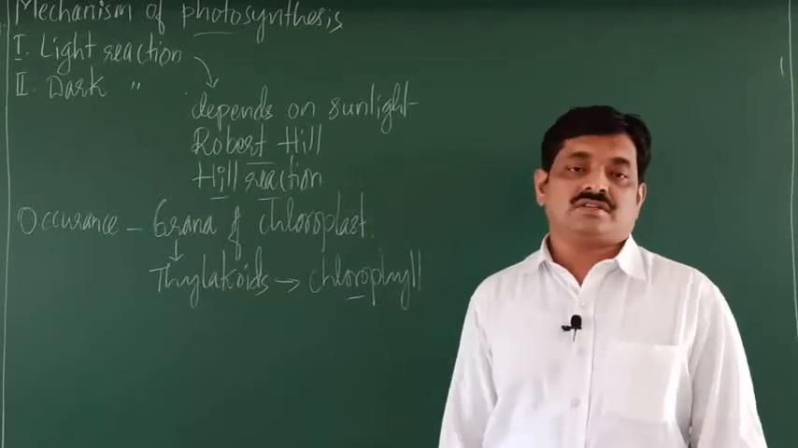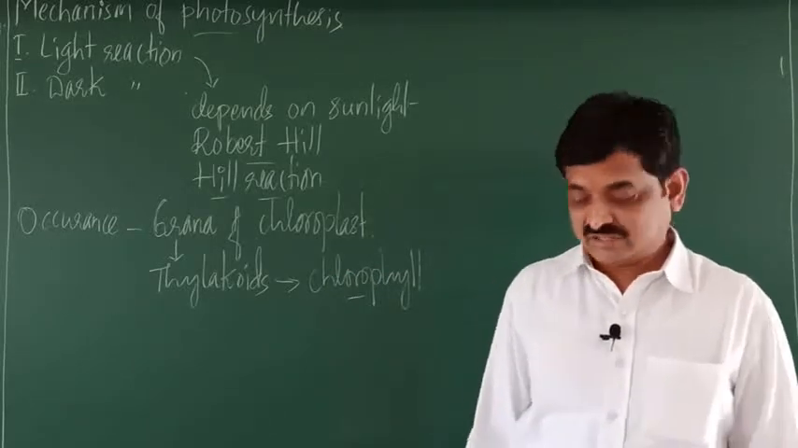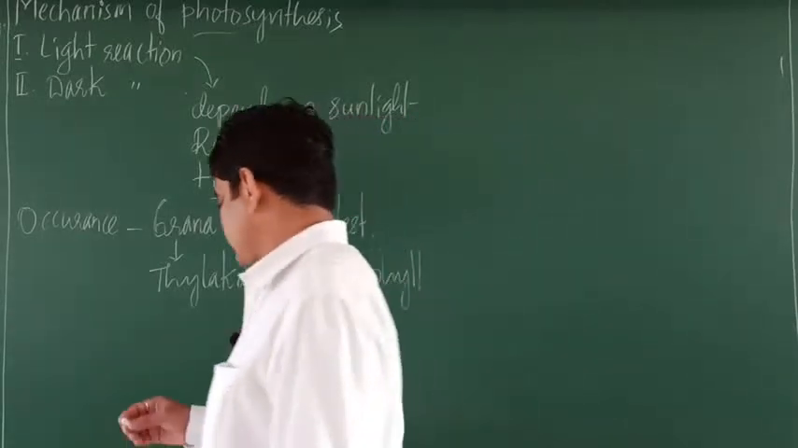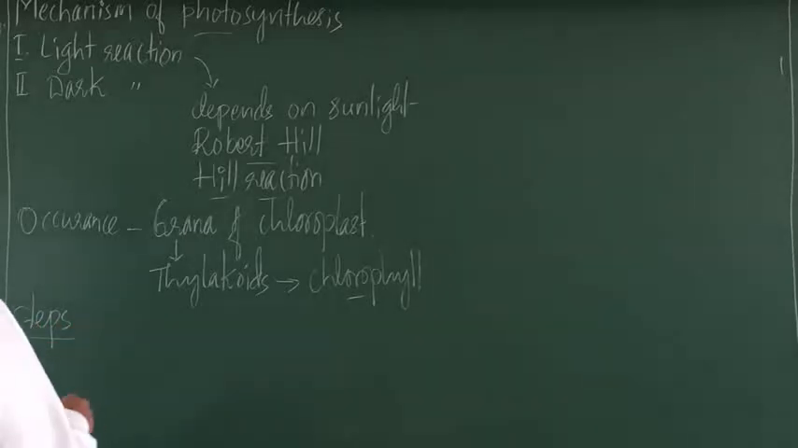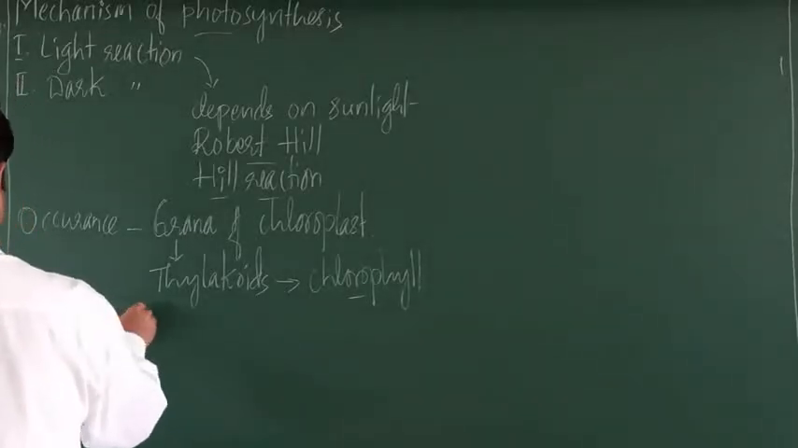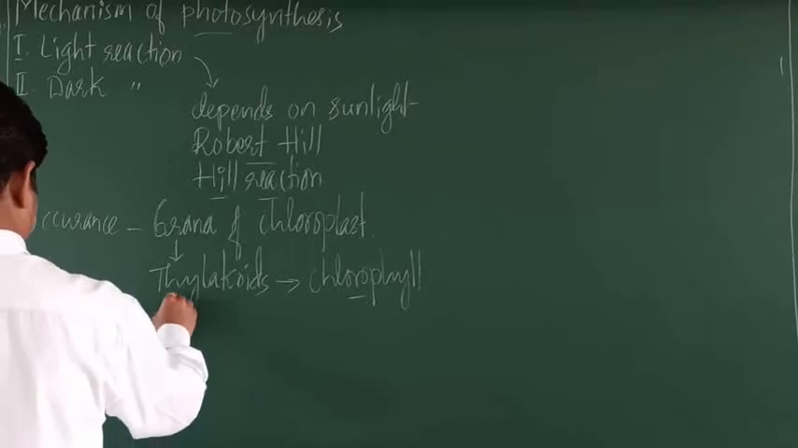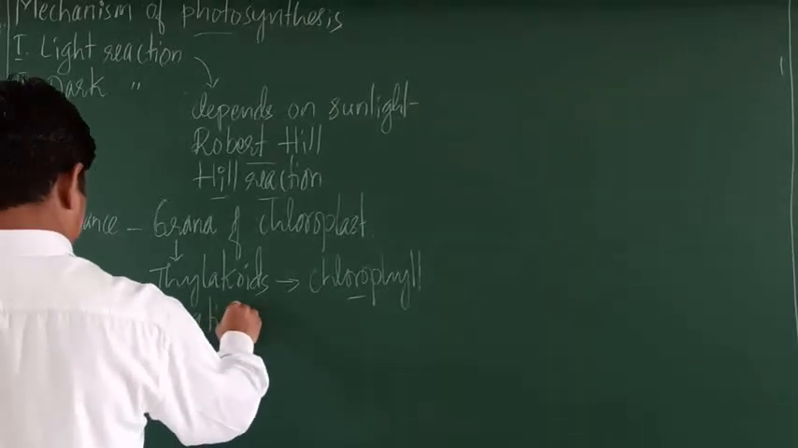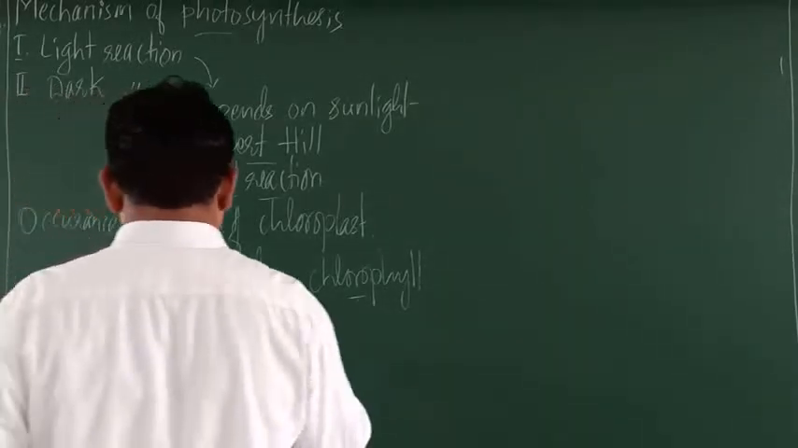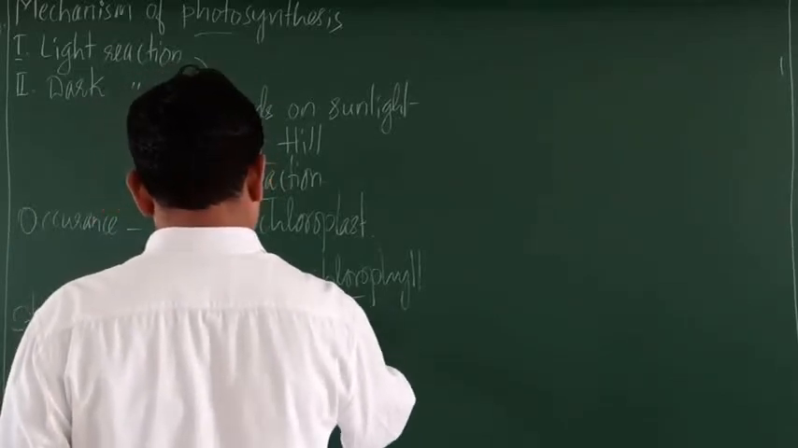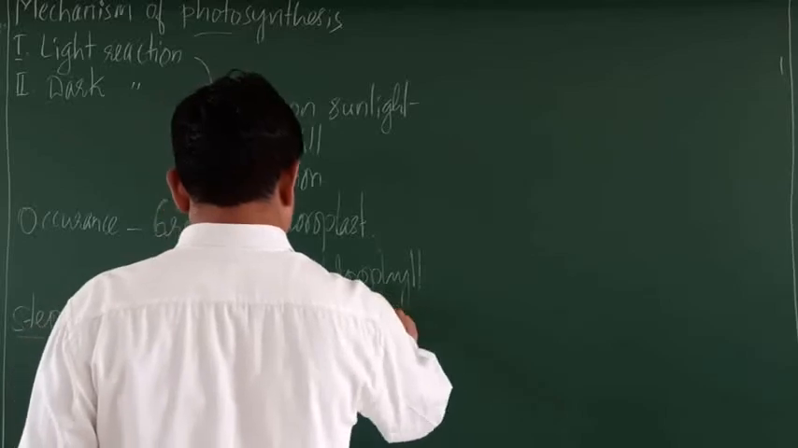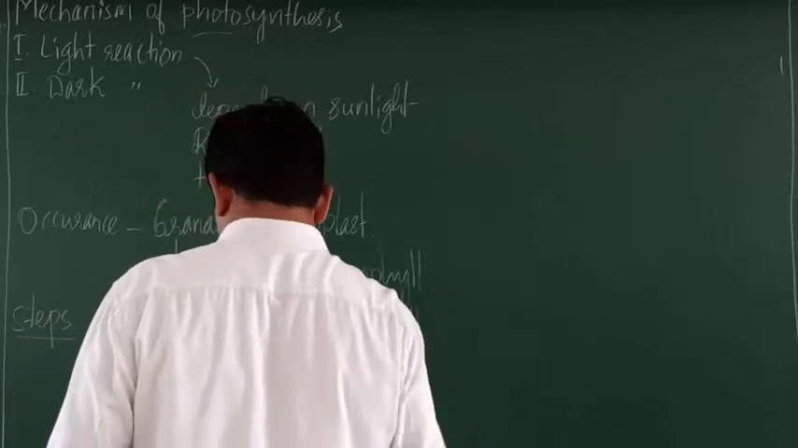So the steps which are involved in the light reaction of photosynthesis. The first step is activation of chlorophyll.